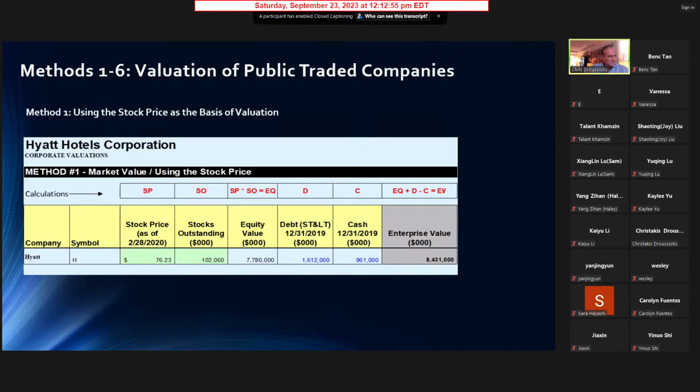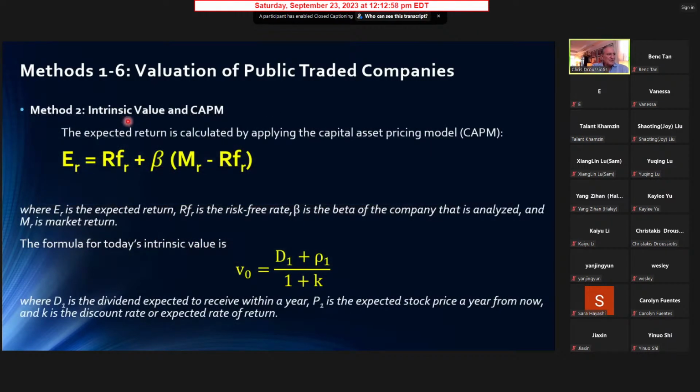And I'm going to go quickly on this. Method 2 is called the intrinsic value. And for the intrinsic value, you're looking at the dividend the company is going to pay a year from now. You look at the price of the stock a year from now. How do you get that? Well, that's the stock that most analysts have as a target. So let's say Hyatt, which I'm going to see in a few minutes, has a target of $90 by most analysts. So I'm going to put the 90 here, plus any dividends the company is going to pay. So that's the future value of the stock. That's why it's called intrinsic.